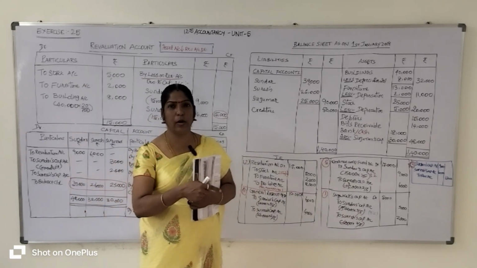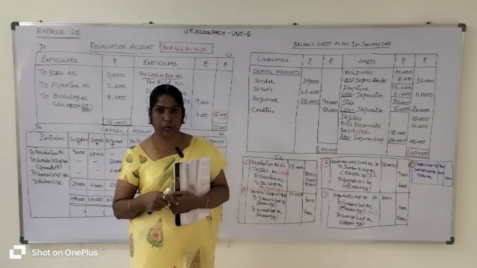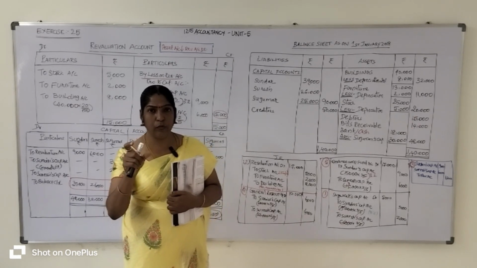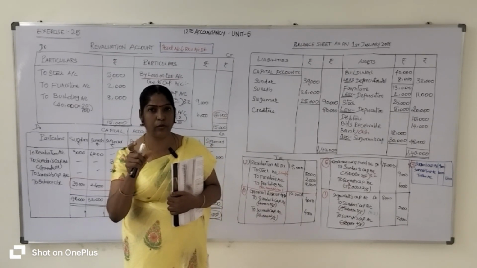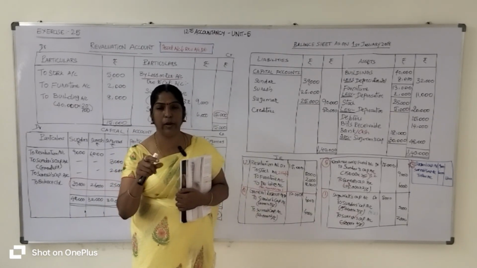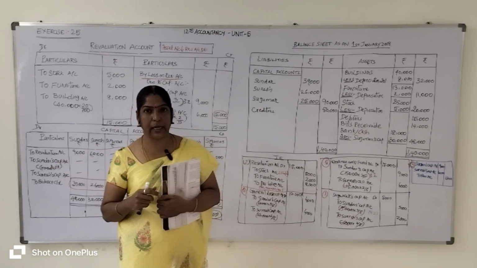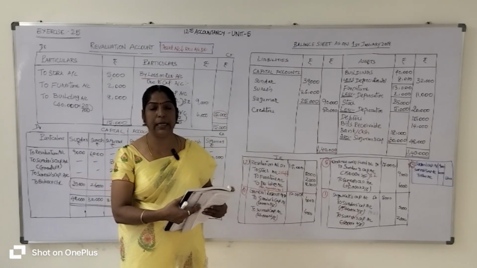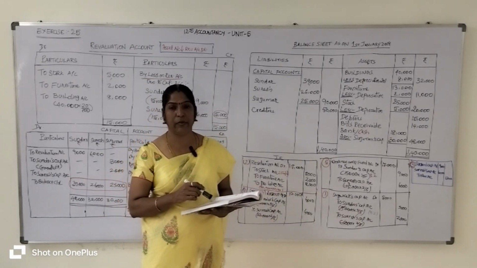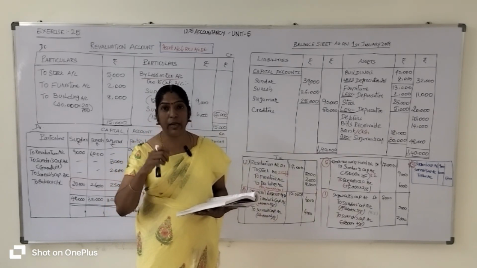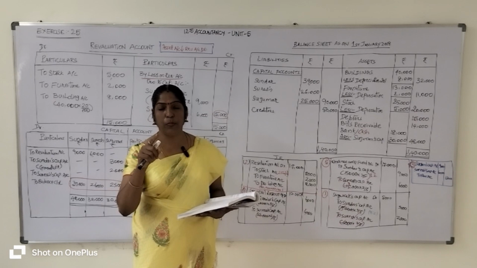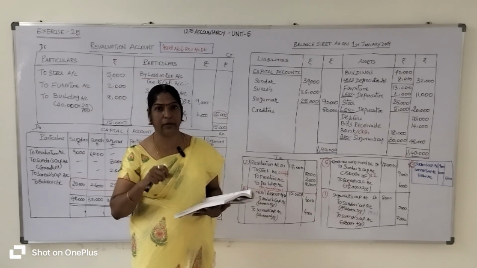New partner Sukumar will get 1/4 share of profit. The new partner's share of goodwill will go to the old partners' capital accounts in the sacrificing ratio. But here they didn't mention the sacrificing ratio. What do we have to do? We have to consider the old profit sharing ratio as the sacrificing ratio.